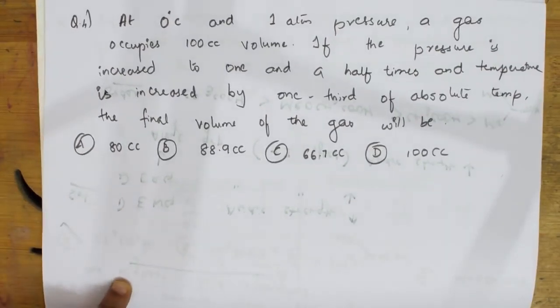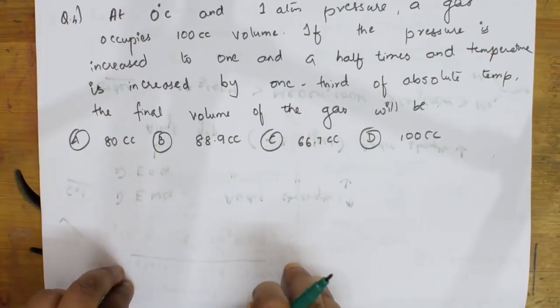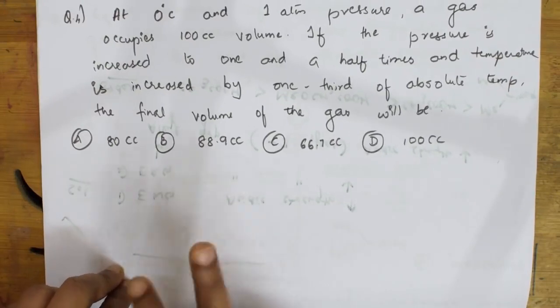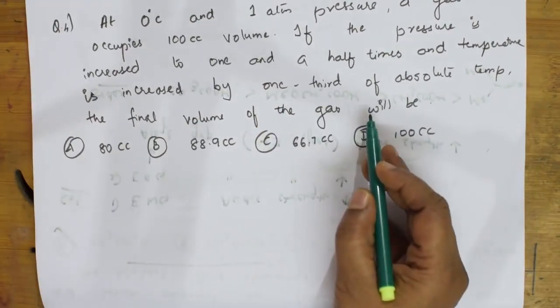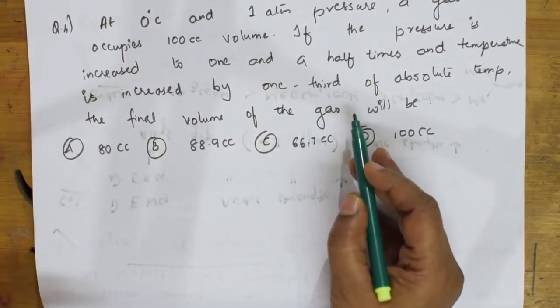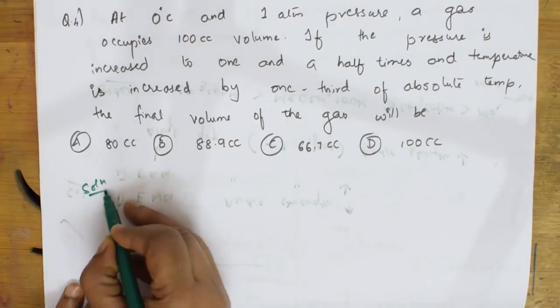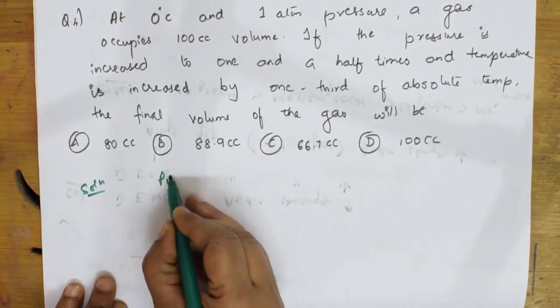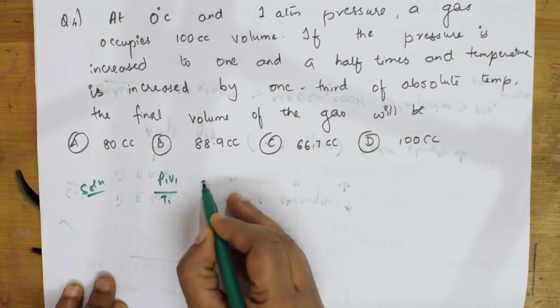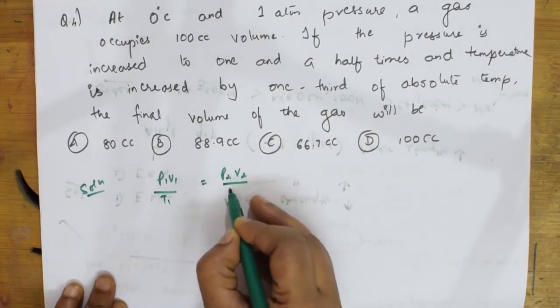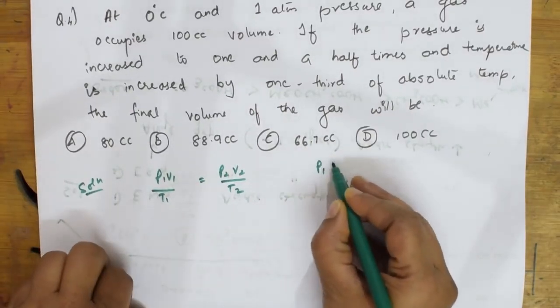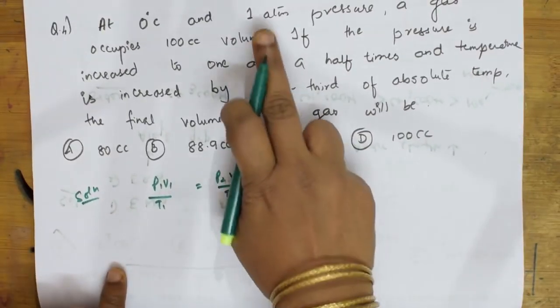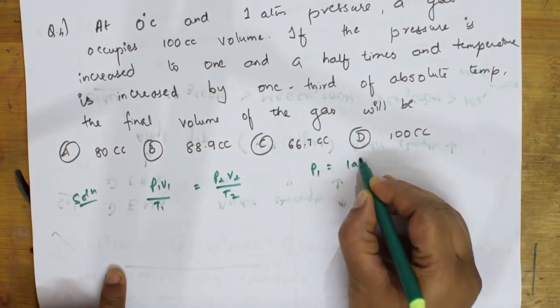So what is the formula relating pressure, volume and temperature? We have 2 different states. Let us write the formula. The formula relating all these is P1 V1 by T1 is equal to P2 V2 by T2. Now what is P1 in this? Basically P1 is 1 atmosphere pressure.